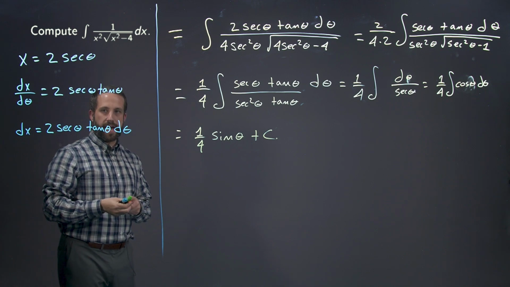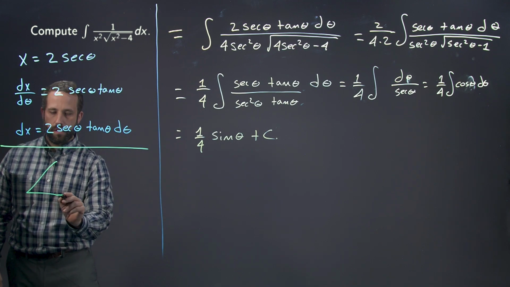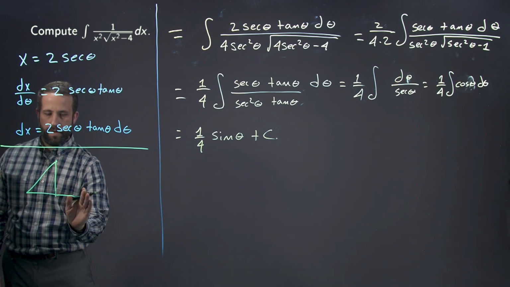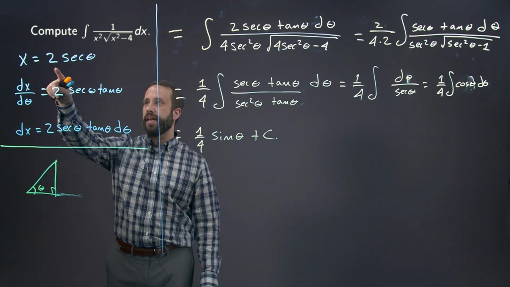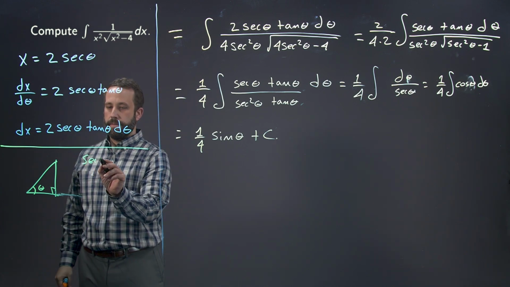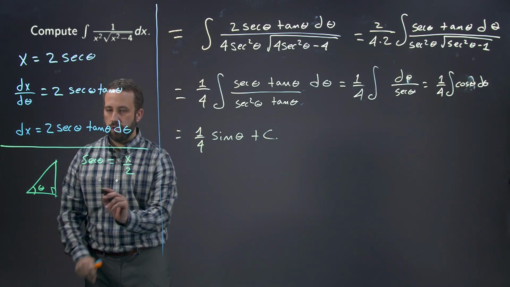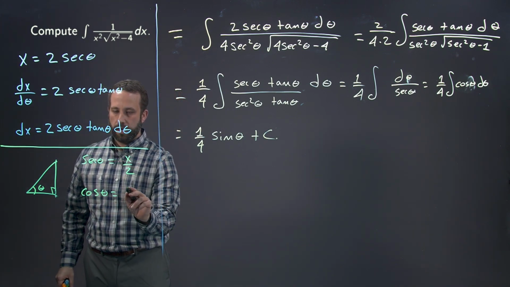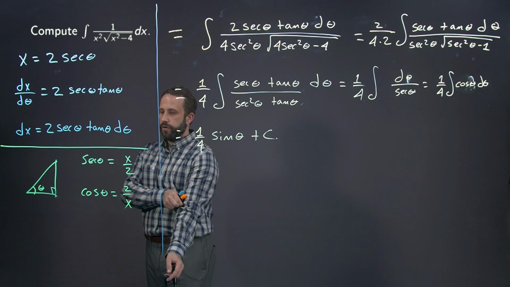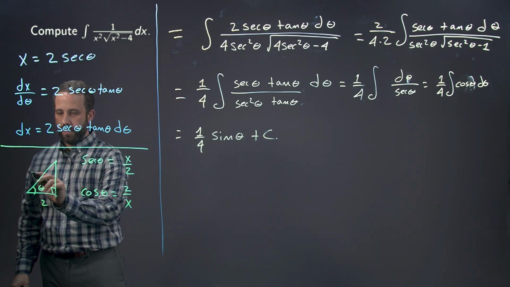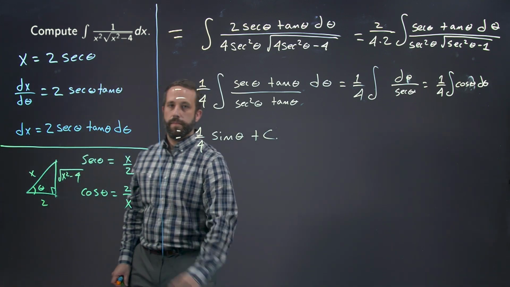But we're not done yet because the problem is given in terms of x. So we have to convert this back to x. And that's where we do the triangle thing. So this is our theta. This is a right angle. And we know that secant theta is equal to x over 2. Secant theta is 1 over cosine, so we know cosine theta is equal to 2 over x. Cosine is adjacent over hypotenuse, so this is 2, this is x, so this is the square root of x squared minus 4.